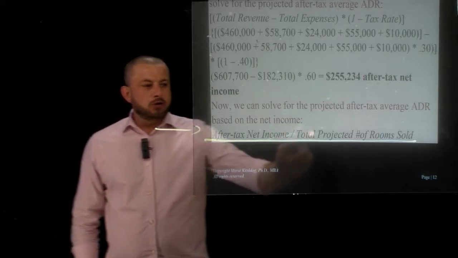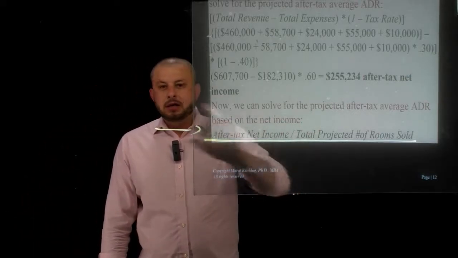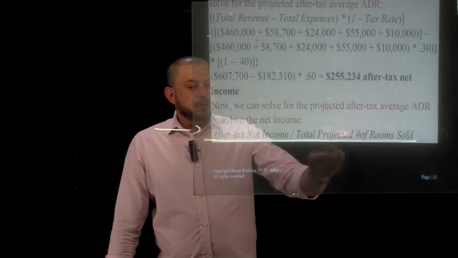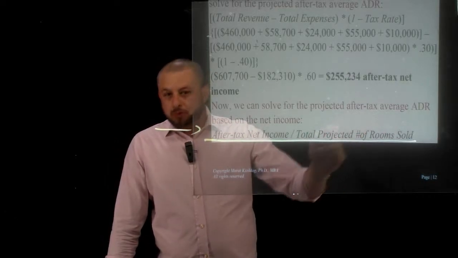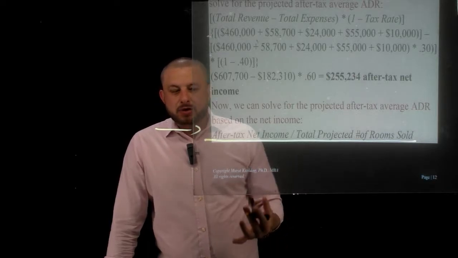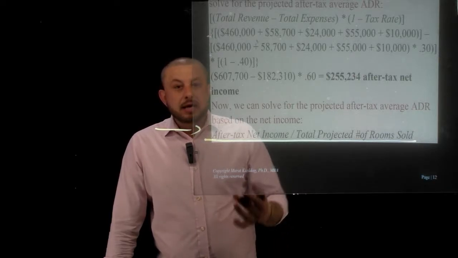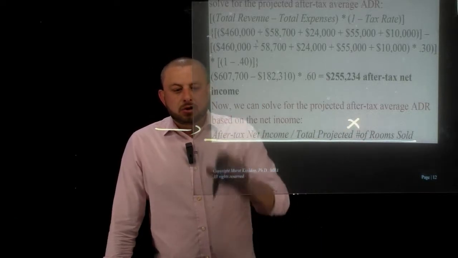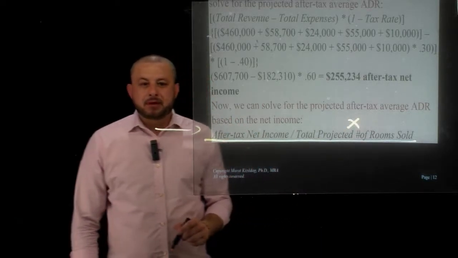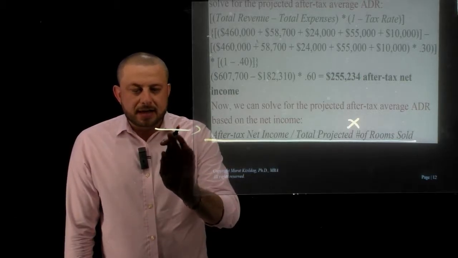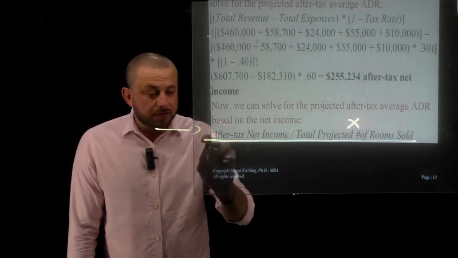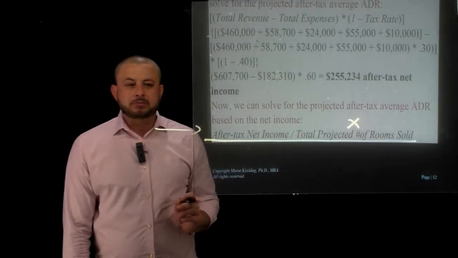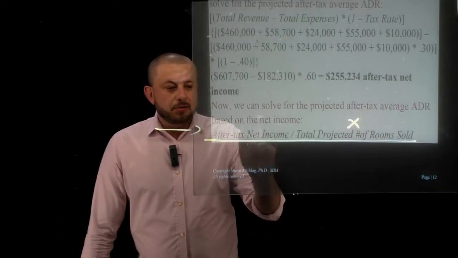Do we have all the components of the equation, guys? Ask yourself. Do I have total projected number of rooms sold? Do we have that? Is it given in the question on annual basis? Not available. No, we don't have this guy. Do we have after-tax net income? Look, we are finding after-tax average ADR, which is equal to after-tax net income over total projected number of rooms sold. Do we have after-tax net income? No, we don't.